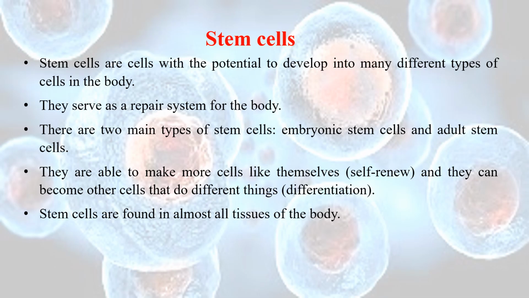So stem cells are cells with the potential to develop into many different types of cells in the body. They serve as a repair system for the body. The main two types of stem cells are embryonic stem cells and adult stem cells. They have the ability to make more cells like themselves, that is self renewal. They can become other cells that do different things, that is differentiation. They can become any cell. Stem cells are found in almost all tissues of the body.